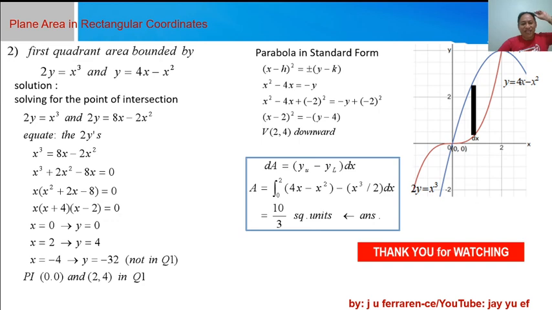So, thank you. I'm happy to share with you how to find the area of a region which is bounded between two curves.